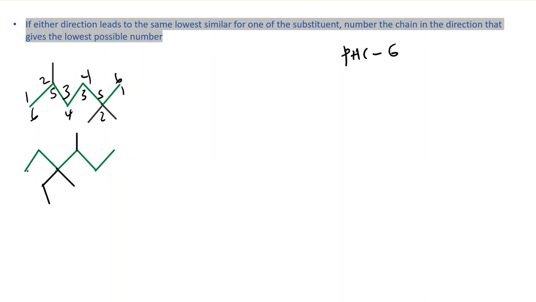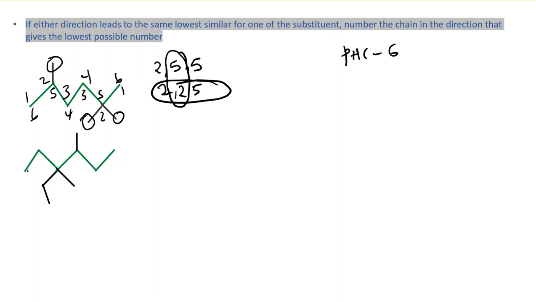So we have our branching from left to right, we have a 2, 5, 5. And then going from right to left, we have a 2, 2, 5. Because on carbon number 2 we have 2 substituents, and on carbon number 5 we have 1 substituent. So because 2 is less than 5, we're going to name it in the direction from right to left, and that would be 2, 2, 5. And since we have the same substituent, which is methyl, we say trimethyl.